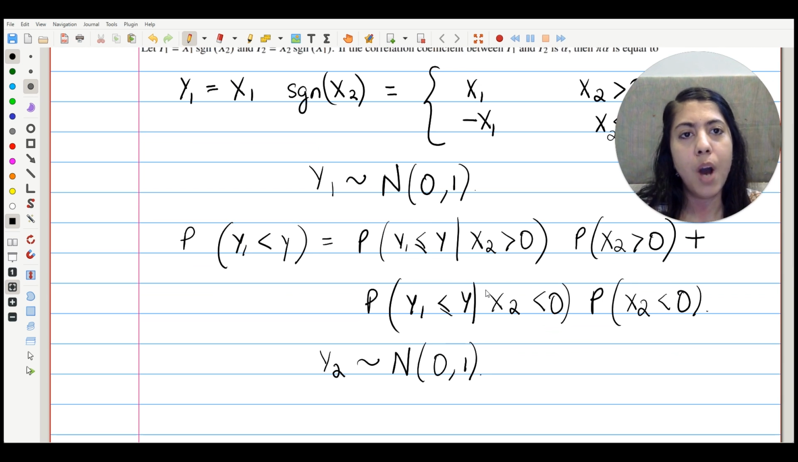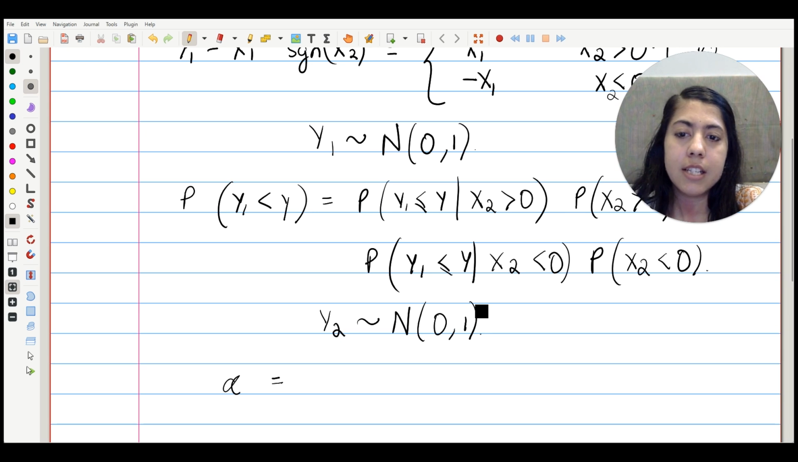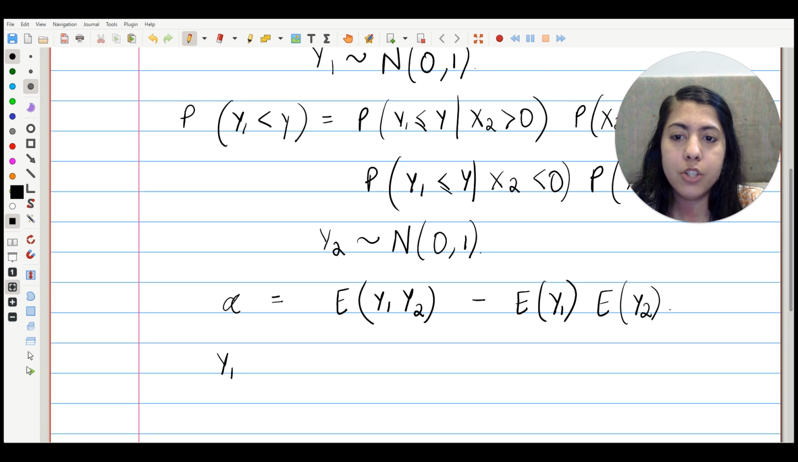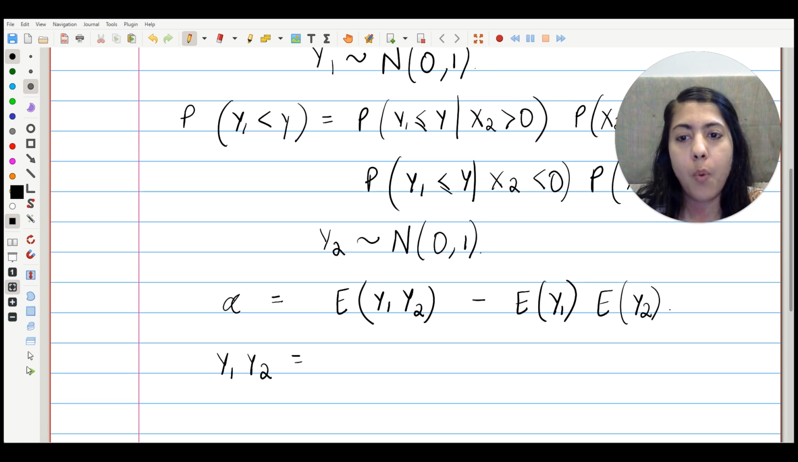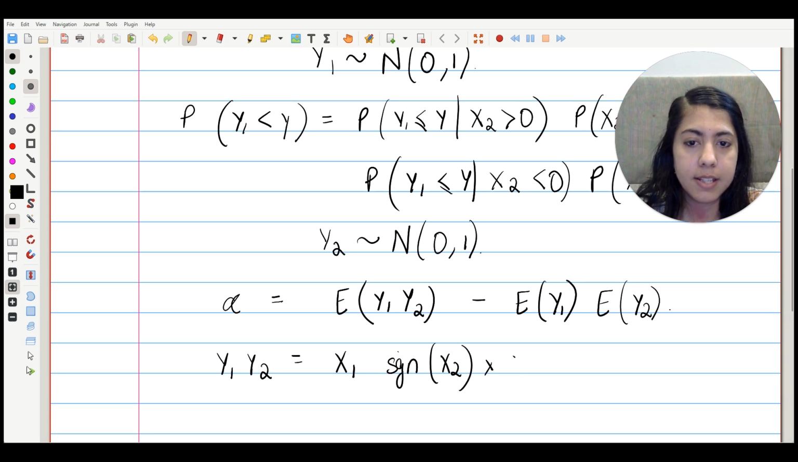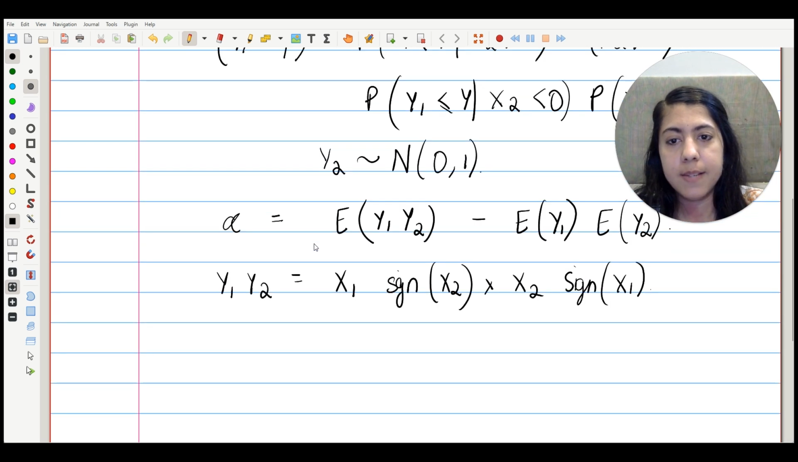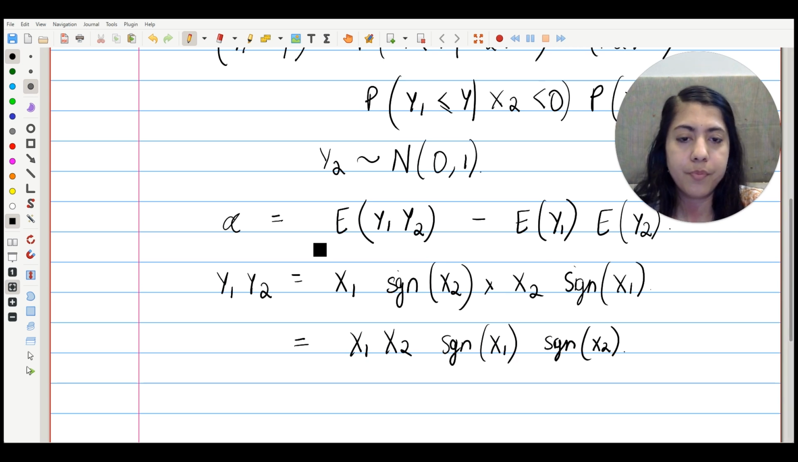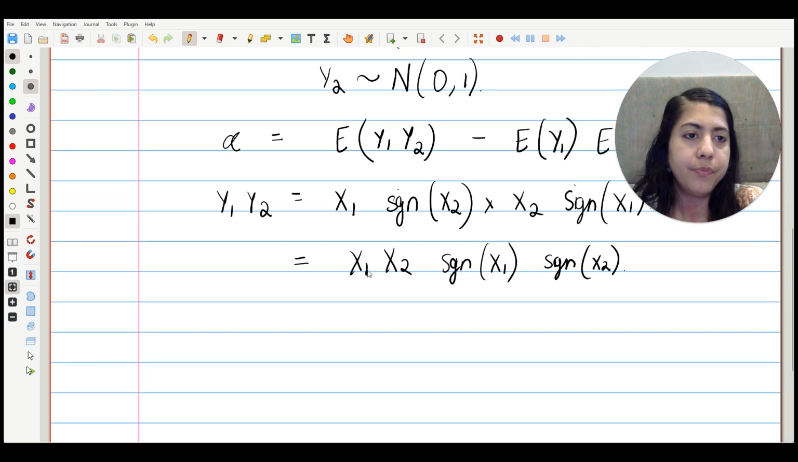Now, the correlation coefficient between y1 and y2, given as alpha, is equal to expectation of y1 y2 minus expectation of y1 times expectation of y2. Let's figure out both these values. First, y1 times y2. y1 is given as x1 times signum of x2 and y2 is given as x2 times signum of x1. So this is x1, x2 times signum of x1 times signum of x2. What are these values? Let's figure out.